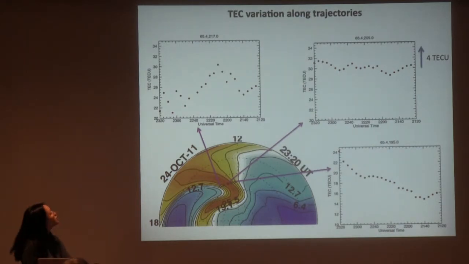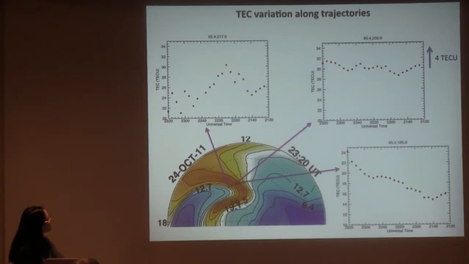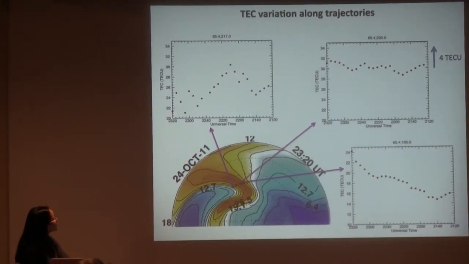And then I can look at the TEC variations along the trajectories. This is the time goes backwards. This is the ending point and 2 hours earlier. So from this, we can see that particles that start from very different local times can have very different TEC variations along their journey.